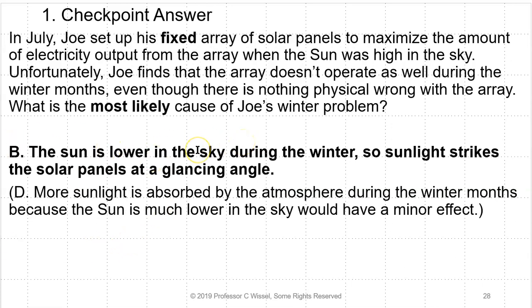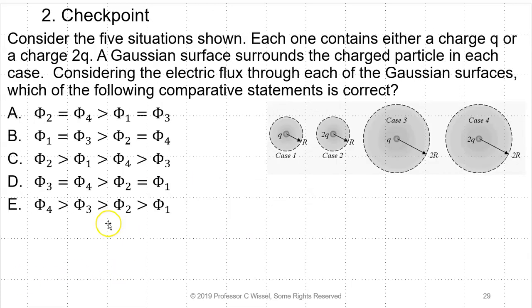The sun is lower in the sky during the winter, so the sunlight strikes the solar panels at a glancing angle. The difference between the sun angle between the summer solstice and the winter solstice is twice the axial tilt of the Earth, so it's a 47-degree difference. That's quite a lot. A more minor effect is more sunlight is absorbed by the atmosphere during the winter months because the sun is much lower in the sky, so it's going through a thicker layer of atmosphere. That's a minor effect, but both of those have some effect.